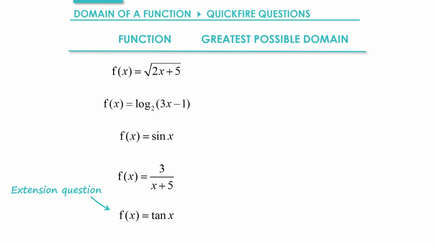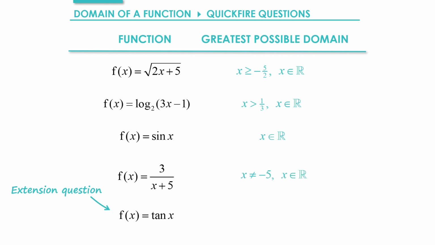Okay, welcome back. Here are some answers then. For the first one where we've got a square root, the inside of the square root cannot be negative, and so we want x is bigger than or equal to minus 5 over 2. For the next one, the log has to be positive, so we want x is bigger than 1/3. For the third one, f of x is sine x. Sine can take any real number, so we get x is in R. For the next one, f of x is 3 over x plus 5. We can't divide by 0, so x is not equal to minus 5.